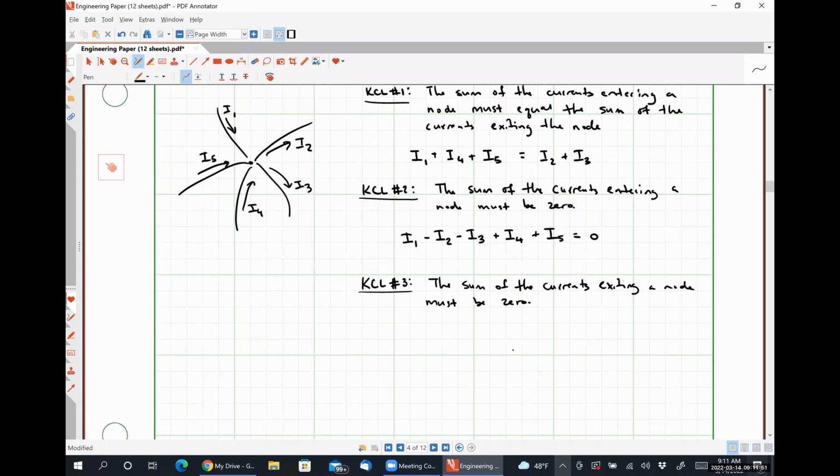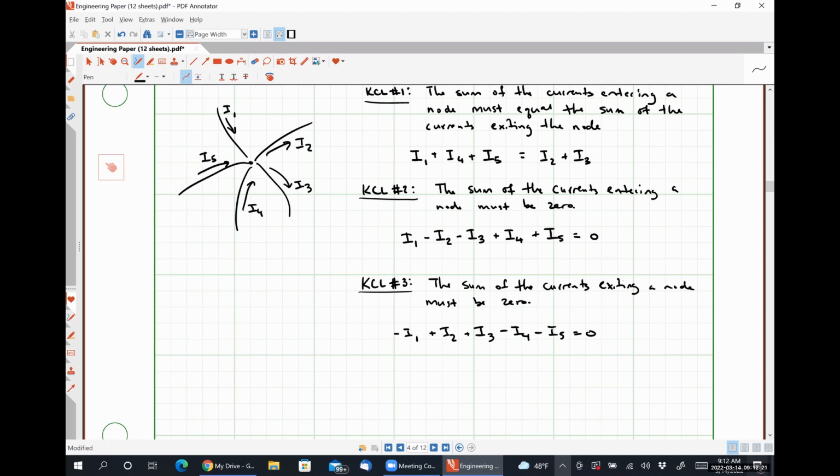So a current of negative I1 leaves, a current of positive I2 leaves, a current of positive I3 leaves, a current of negative I4 leaves, and a current of negative I5 leaves, and we set all these equal to 0. This is the exact same thing as KCL number 2, except that we multiplied everything by a factor of -1, because we're looking at the currents in the opposite direction.